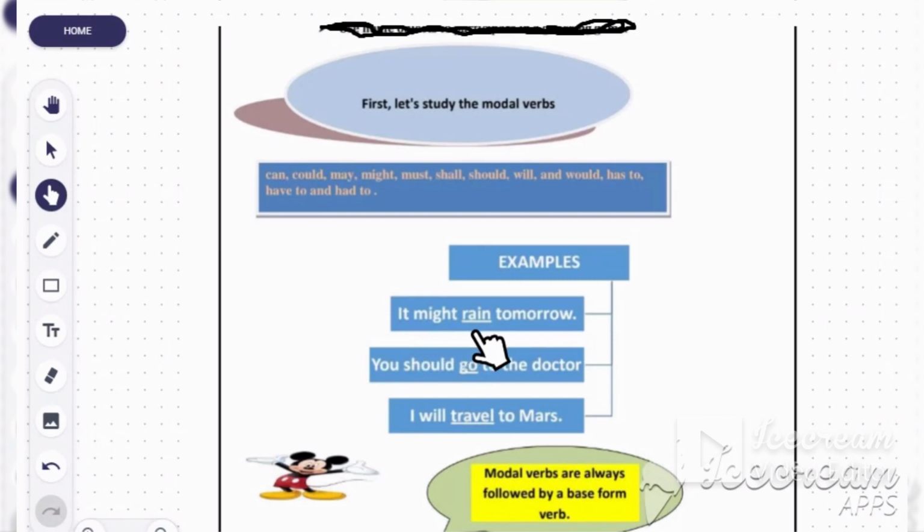Examples. It might rain tomorrow. Might, يمكن. You should go to the doctor. يجب. You should go. I'll travel to Mars. Will معناها سوف. عندنا note. What's the note there? Modal verbs are always followed by a base form verb. دائما فعل مجرد. Okay? A base form verb. هاي فكرة رئيسية أو فكرة عامة about the modal verbs.